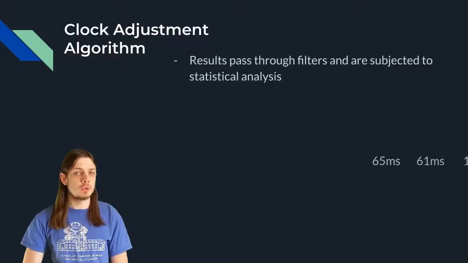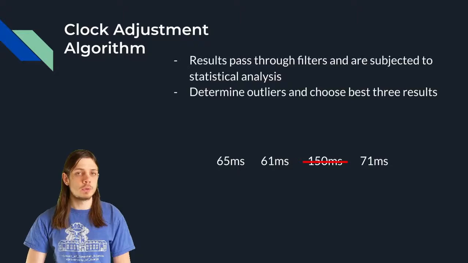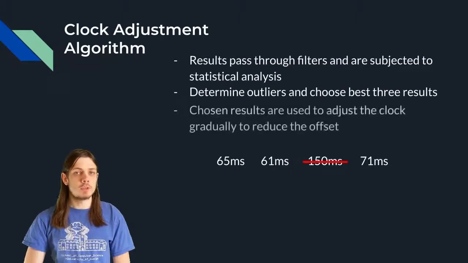Next, they are passed through filters and are subjected to statistical analysis. The goal is to determine outliers and choose the best fit results. These results are then used to adjust the clock gradually to reduce the offset.